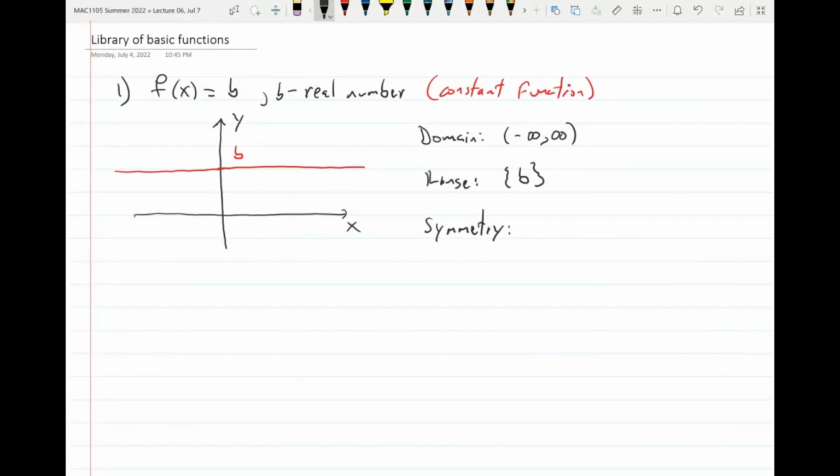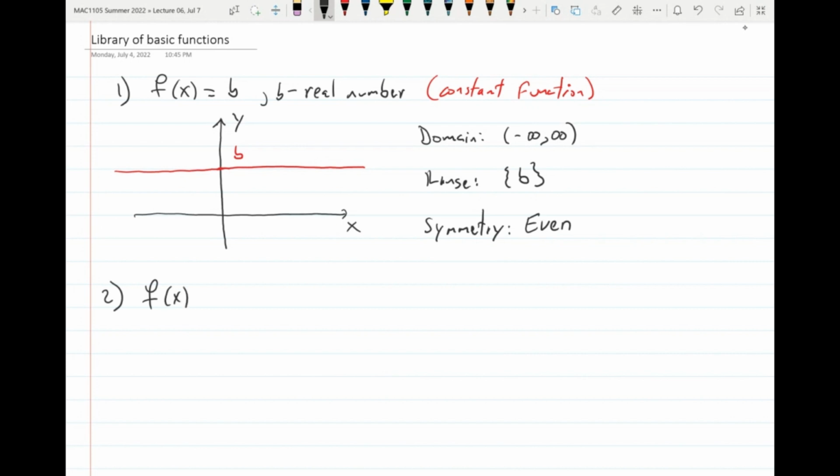All right. What's the symmetry? If anything, remember symmetry is even, odd, or neither. What is it? Even. Good. So that's a constant function with its basic properties. So now let's look at another function.